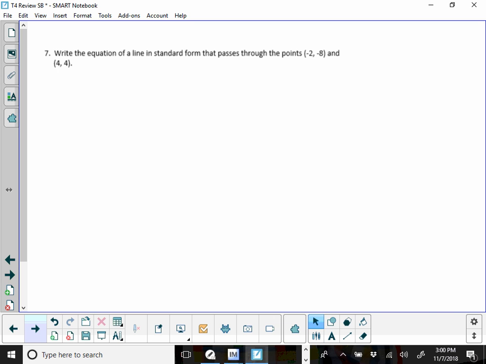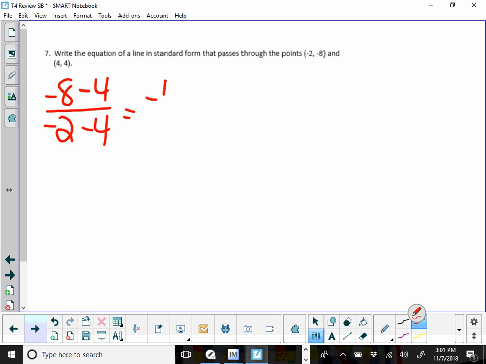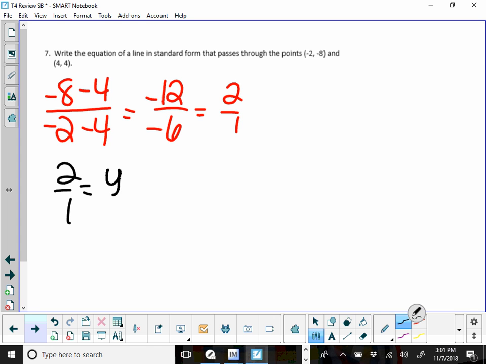Number 7 gives you 2 points, and it is standard form. So for 2 points, when you start, you're going to find the slope. So negative 8 minus 4 and negative 2 minus 4, which is going to give me a slope of 2 over 1. So I'm going to choose that slope. And either point, I'm going to use 4, 4. You could use either point.